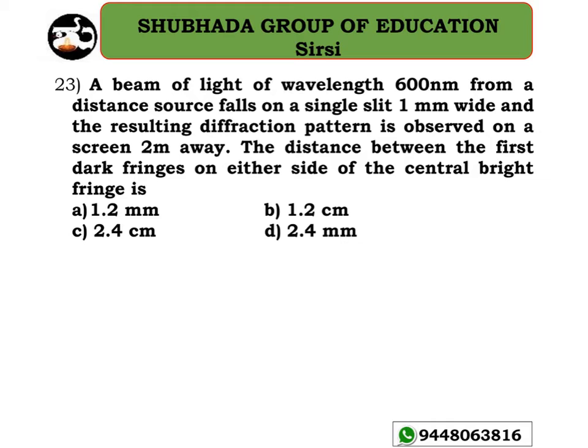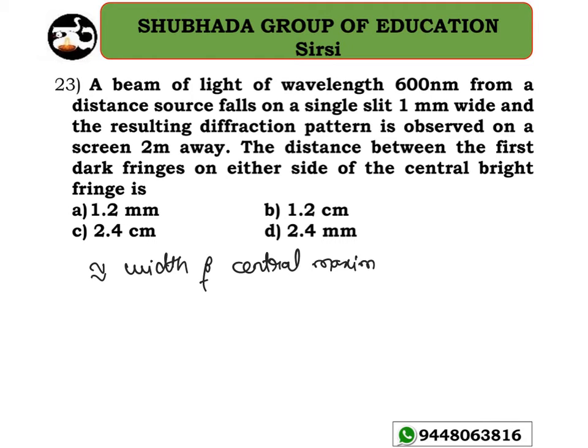Okay, the next problem says that a beam of light of wavelength 600 nanometer from a distant source falls on a single slit 1 millimeter wide, and the resulting diffraction pattern is observed on a screen 2 meter away. The distance between the first dark fringes on either side of the central bright fringe is... As you know, the distance between the first dark fringes on either side of the central maxima is equivalent to the width of the central maxima.